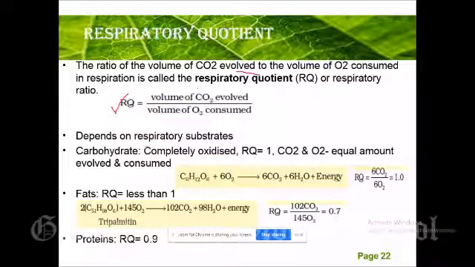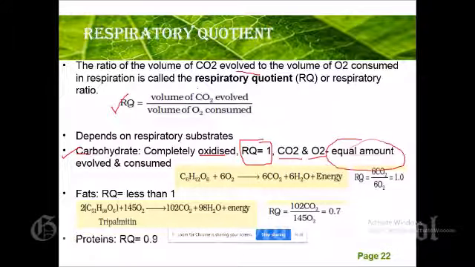Now it depends upon the respiratory substrate, what kind of respiratory substrates were there, right? In case of carbohydrates, if the respiratory substrate is a carbohydrate, it is completely oxidized and the respiratory quotient is always equal to 1, right? Because carbon dioxide and oxygen are in equal amounts. So carbon dioxide divided by oxygen, say carbon dioxide was 10 and the oxygen was also 10. So the respiratory quotient is equal to 1 in case of carbohydrates.